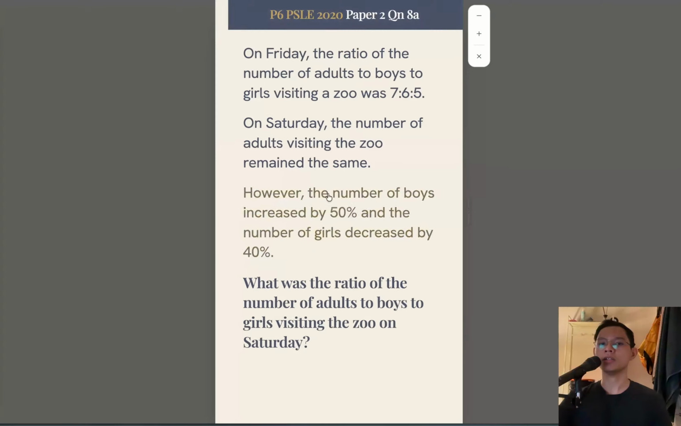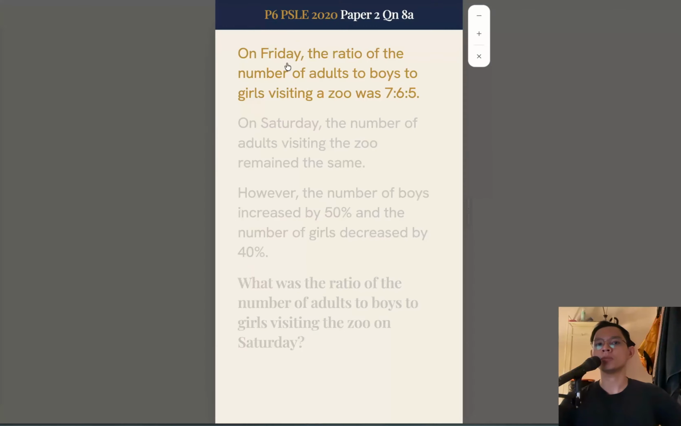Question 8, part A. On Friday, the ratio of the number of adults to boys to girls visiting a zoo was 7 is to 6 is to 5. On Saturday, the number of adults visiting the zoo remained the same. However, the number of boys increased by 50% and the number of girls decreased by 40%. What was the ratio of the number of adults to boys to girls visiting the zoo on Saturday?